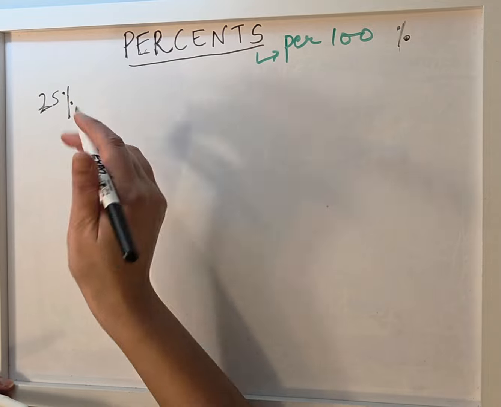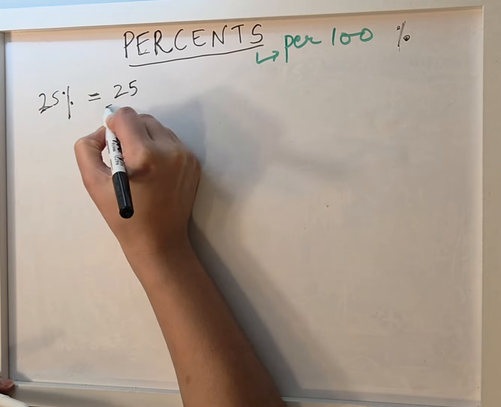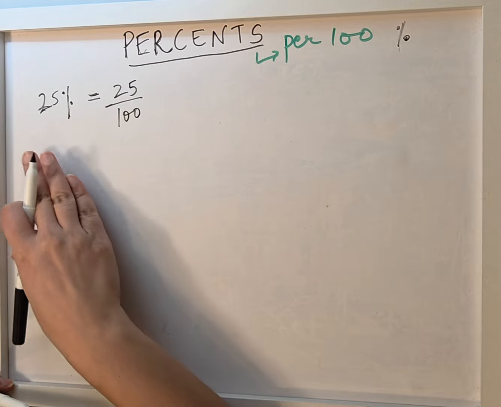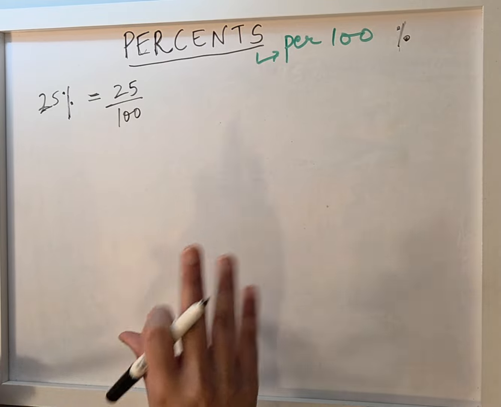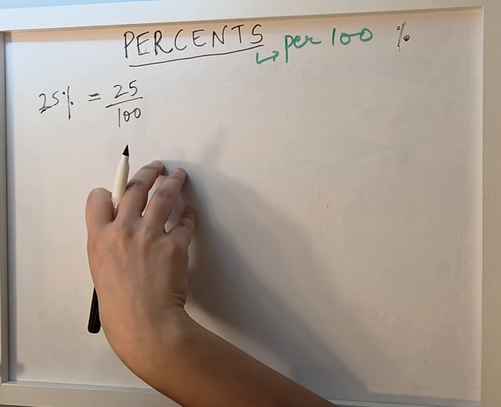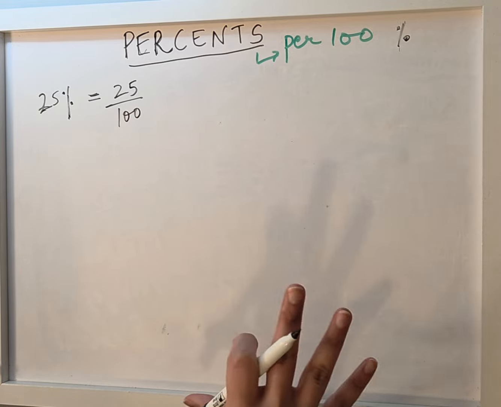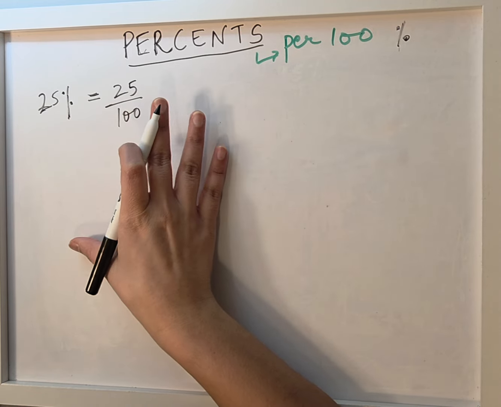But now how do we deduce it into other forms? It's 25 by 100, because 25 per 100 makes it 25%. So it's very important to understand what percentage means to be able to understand it further. Now let's take it to the next step.